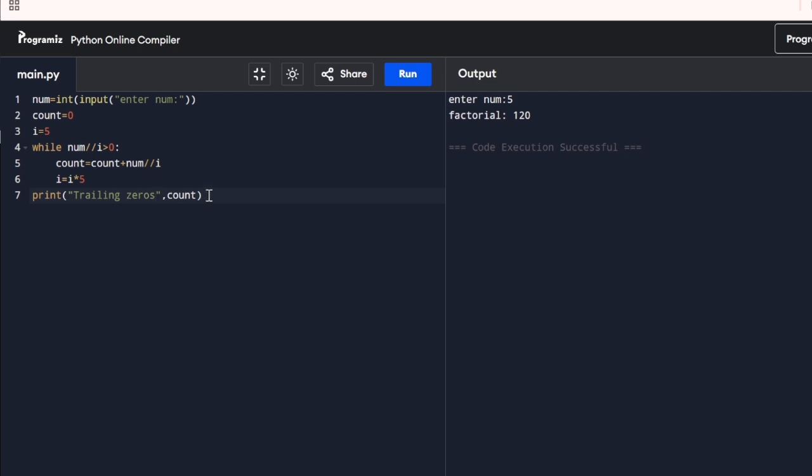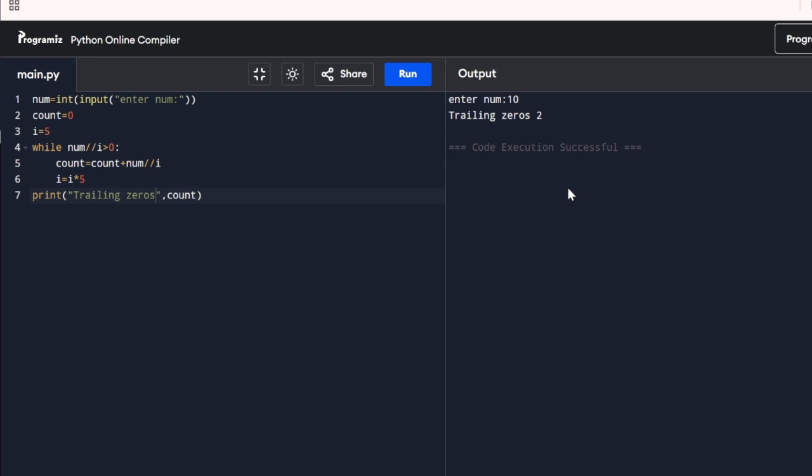The purpose of the code is this program finds how many trailing zeros are present in the number. Whatever number you write here, like 5 factorial, how many zeros are present in the factorial value? Here we have 1 zero. If we take 10 factorial, we get two trailing zeros, because the answer of 10 factorial is 3628800. So there are two trailing zeros.